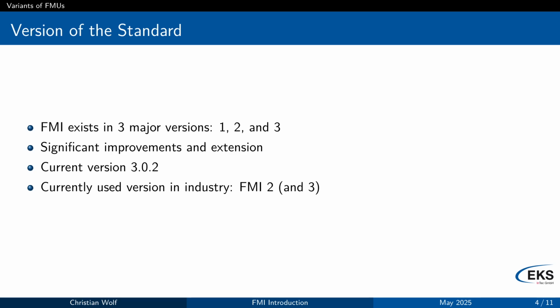So FMI is currently in version 3. There are versions 1 and 2 available. Each major version, 1, 2, 3, was a significant improvement to the previous one. And what we currently see is that in industry we have more or less 2 and 3 present. 3 is rather new, while 2 is, I would say stable enough to be in industry actually used. 3 is going to come soon, but not yet.